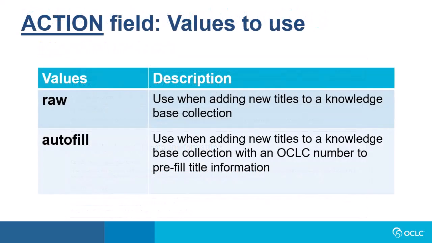When working with KBART files, the value used in the action field for each title is important, as it tells the system how to process the title. Raw is used when you add new titles to a knowledge base collection. Autofill is used when you add new titles to a knowledge base collection using the OCLC numbers to find the titles in WorldCat and pre-fill these titles with some data from the WorldCat records.